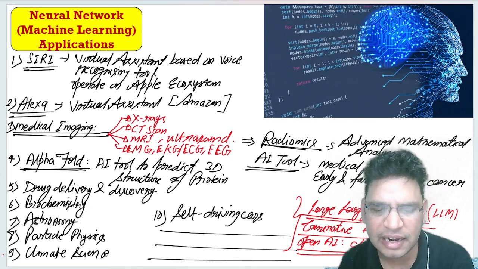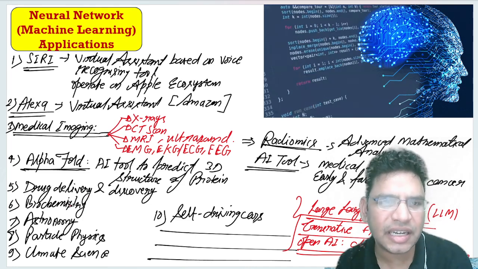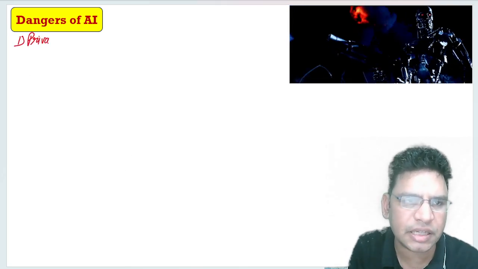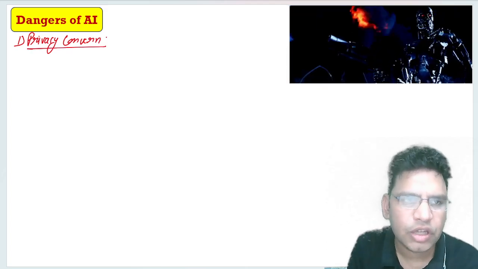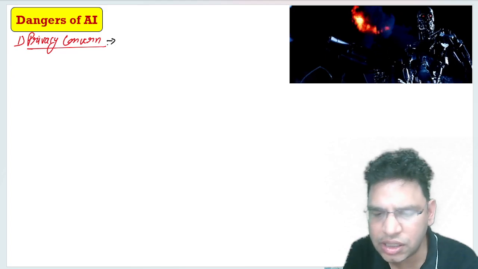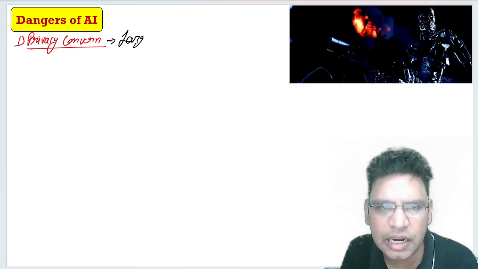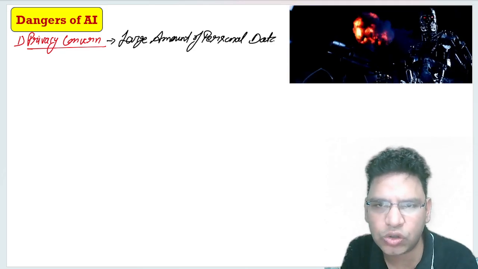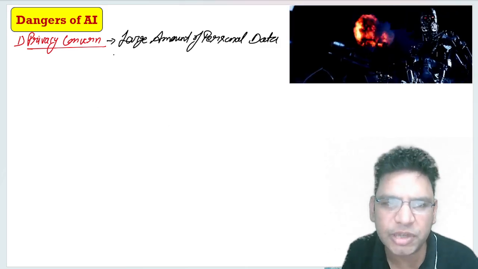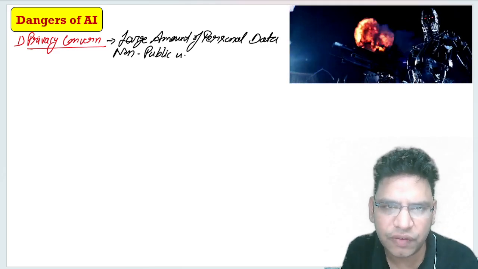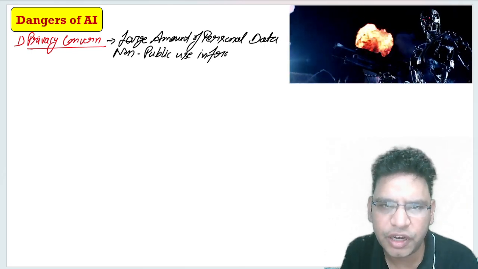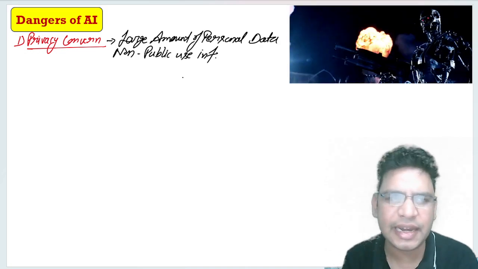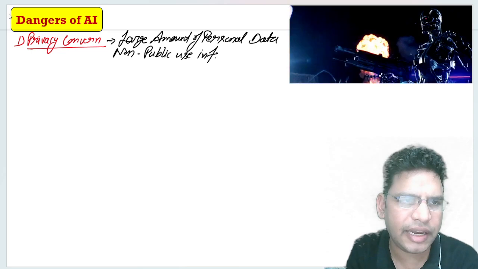So having said that, there are many applications of these machine learning tools, AI tools, but there are dangers also. For example, the first danger of AI is privacy concern. These days we are feeding large amounts of personal data to computers, for example personal data over social networking sites. There is also non-public information available, and with the help of these AI tools, people can have access to this information.